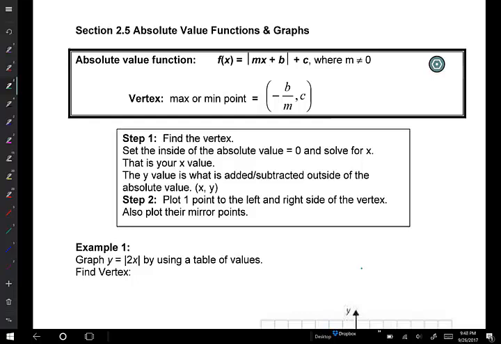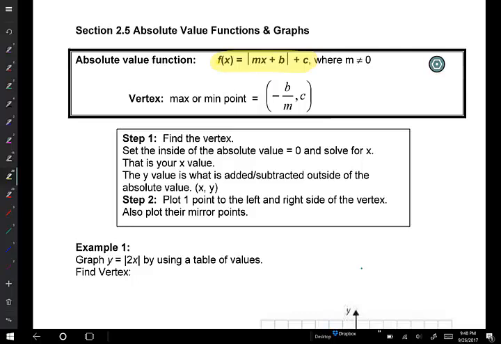In section 2.5, we're going to be starting to take a look at absolute value functions and their graphs. An absolute value function, as we have here in this top equation, is formed by f of x is equal to the absolute value of mx plus b, which as you would know would be a line, plus a value of c. And so this absolute value function, over the next number of days, we'll be looking at how it's stretched, shrunk, vertically shifted, horizontally shifted, and flipped.